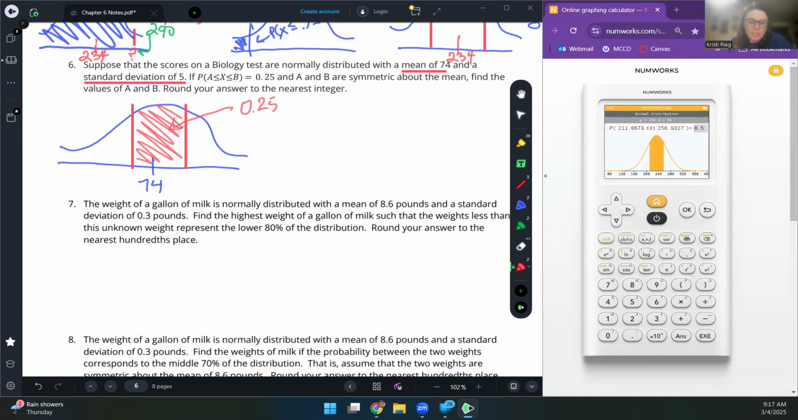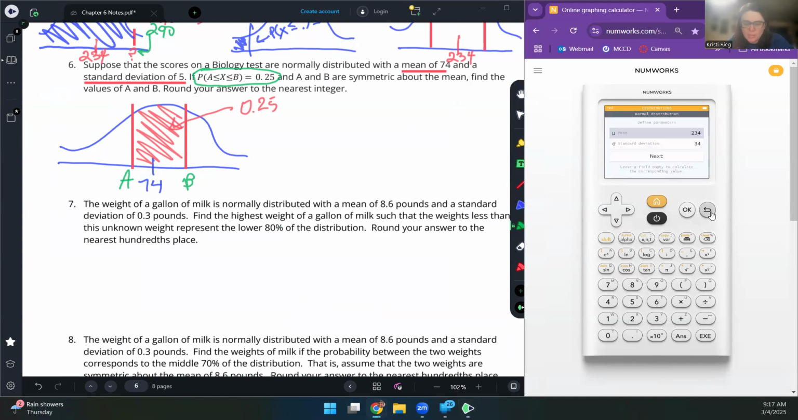So I go to my calculator and I'm trying to find, again, question mark 1 and question mark 2. Or actually, you know what? We can do better than that because they gave us values for this. We're going to call it A and B because that's what they wrote right here. The probability that X is between A and B is 25%. I go back. I need a mean of 74 and a standard deviation of 5. I want between, and I want this to be 25%.